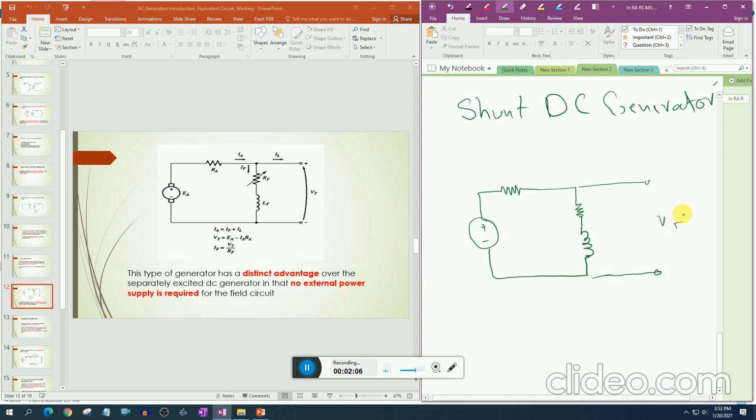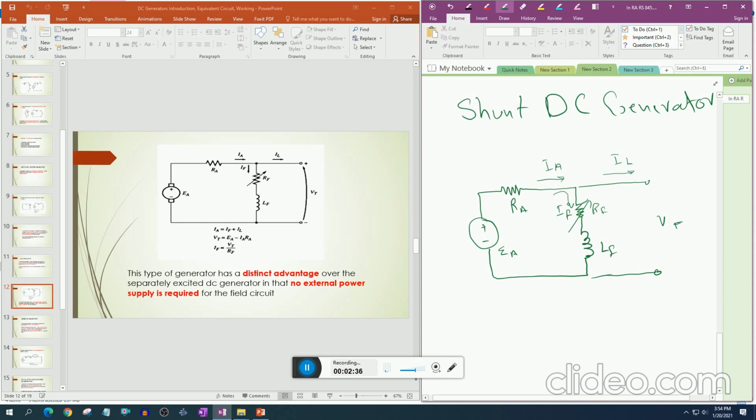So this is the V terminal. This is RA, EA, RF, LF. This is IF. This is IA, and this is IL.